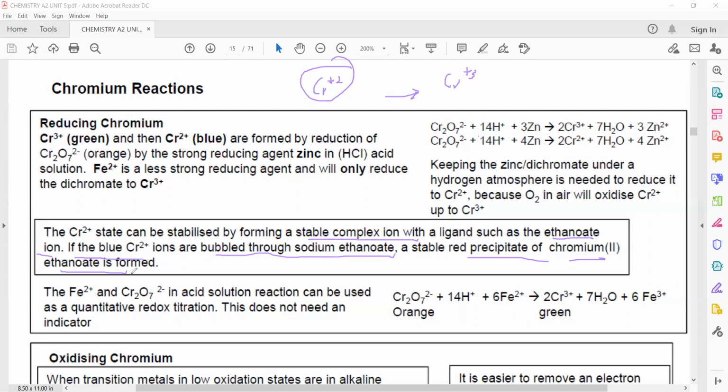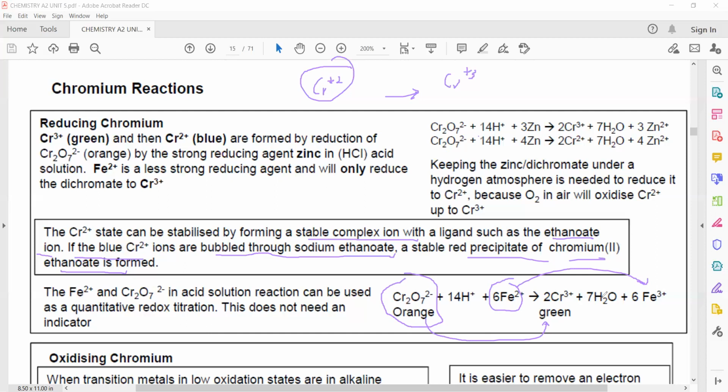The reaction of Fe2+ with chromate in acidic solution is used as a quantitative redox reaction and does not need an indicator. Why does it not need an indicator? This is called a self-indicating reaction, because the orange color will change into green. So we can identify that there is a change in the color of chromium, so a reaction has occurred. You can also see in the solution that iron(II) ions change to iron(III), and iron(II) and iron(III) also have different colors.